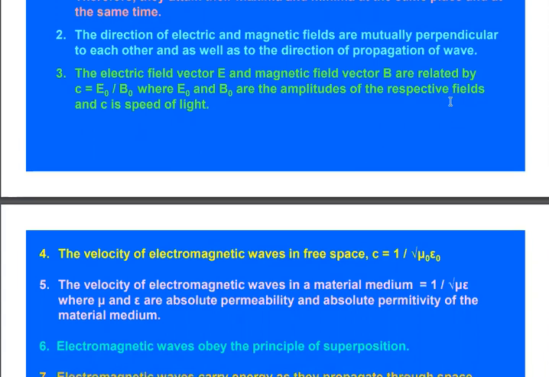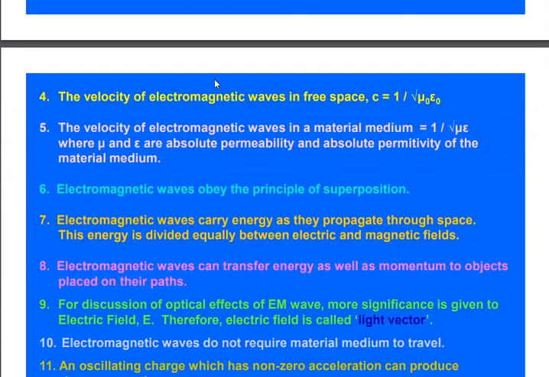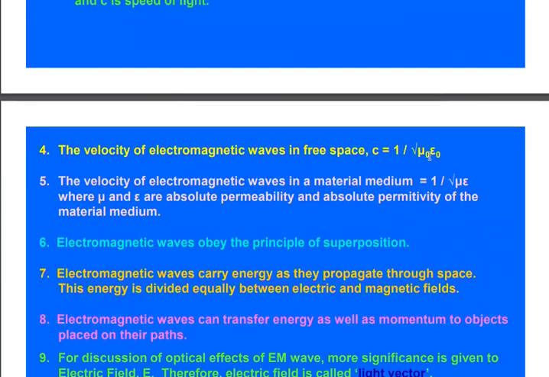And now the velocity of electromagnetic wave in free space is given as 1 upon root under mu naught into epsilon naught. This is just the expression. In order to derive this expression, I will show the derivation in the notes when I share the complete digital notes. Then we will discuss how this expression came.